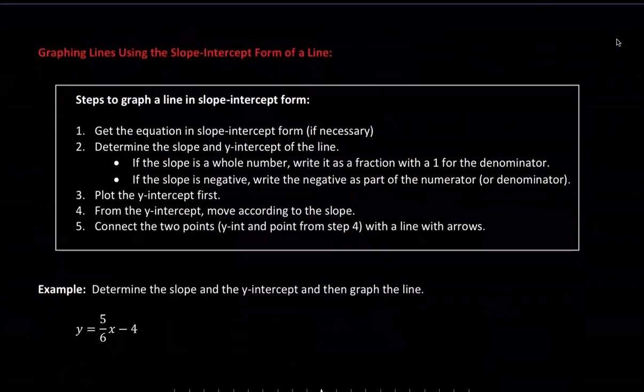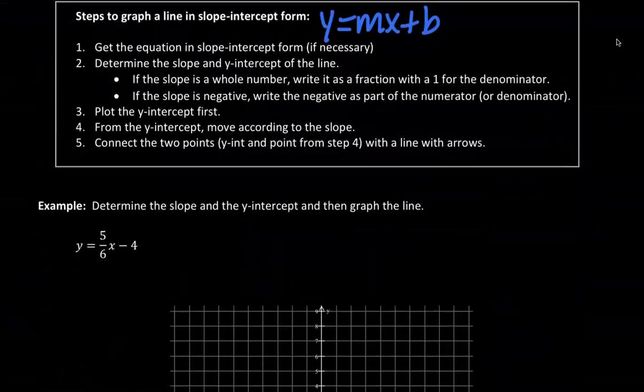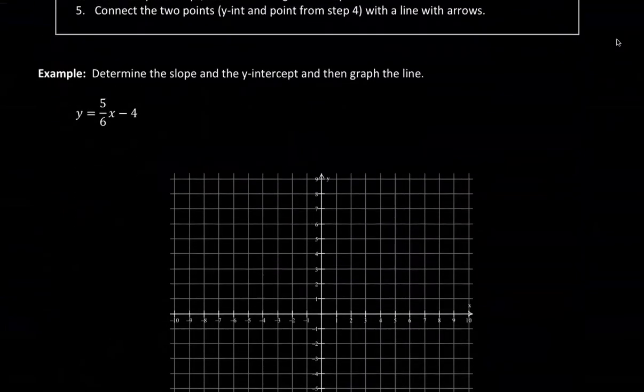Okay, we're going to use that information to graph. So, steps to graph a line in slope-intercept form. We're still thinking y = mx + b. Get the equation to look like that, so solve for y, and then we'll determine the slope and the y-intercept, what we just did, and then we'll see how to graph that. So for this equation, we have it in the correct form, y = mx + b.